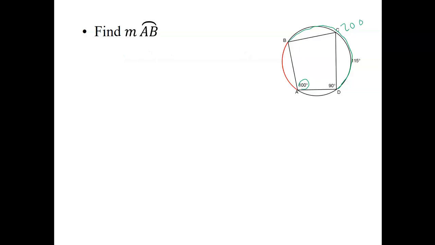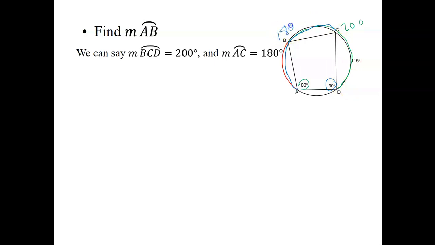And we can also say that since this angle right here is 90, the arc from A all the way around to C has to be 180. So that's what this first thing says. Arc BCD is 200, and arc AC is 180, or you could call that ABC.